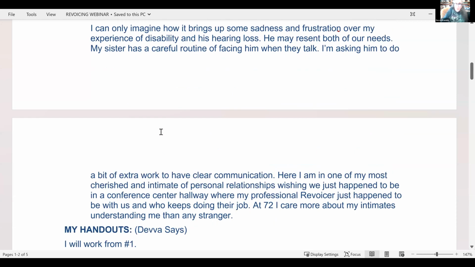My sister has a careful routine of facing him when they talk. I'm asking him to do a bit of extra work to have clear communication. Here I am in one of my most cherished and intimate of personal relationships, wishing we just happened to be in a conference center hallway where my professional revoicer just happened to be with us and who keeps doing their job. At 72, I care more about my intimates understanding me than any stranger.